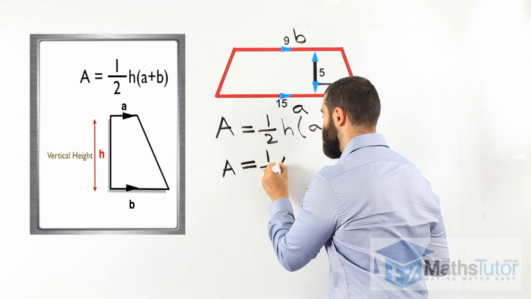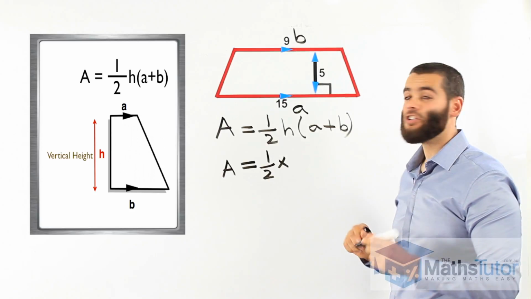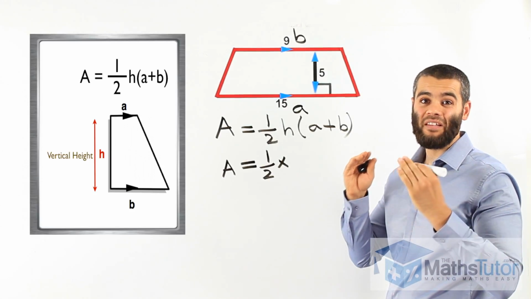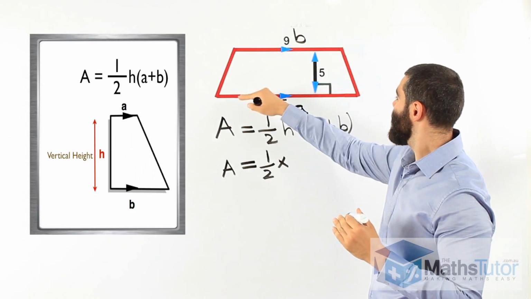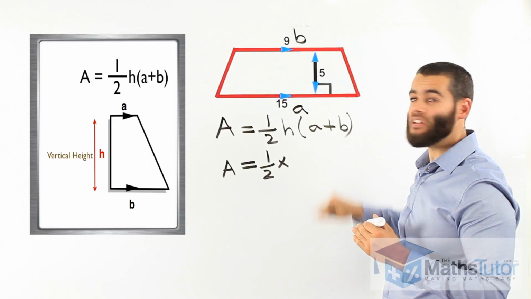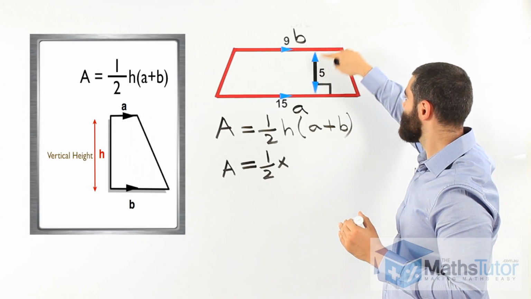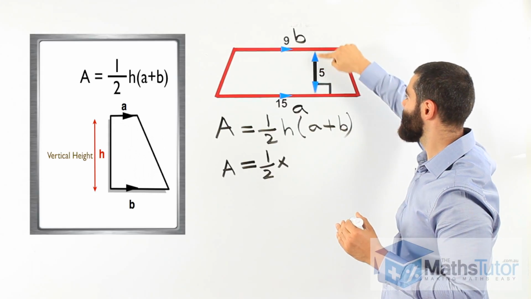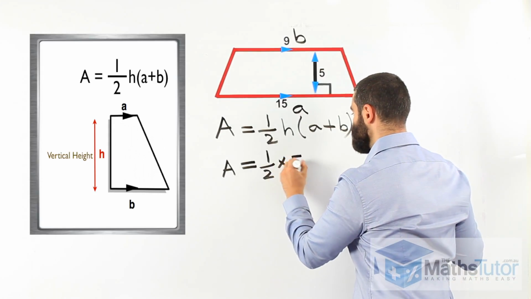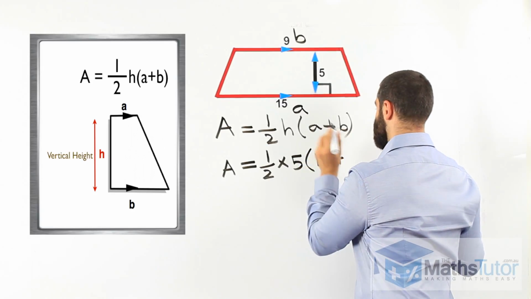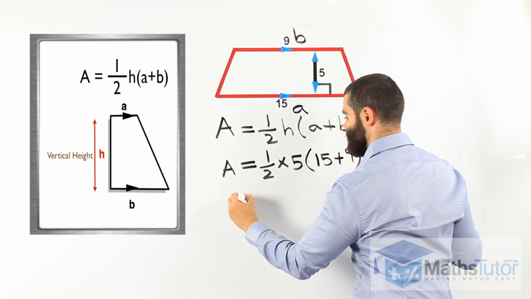Half times H. H, where is it? It's the difference between A and B. It's the distance between A and B. There it is. It's the 5. And we notice it is vertical, not the slant. Okay, very important. It is this one here. So 5, there it is. A and B, 15 plus 9.